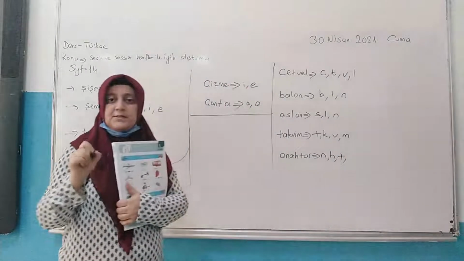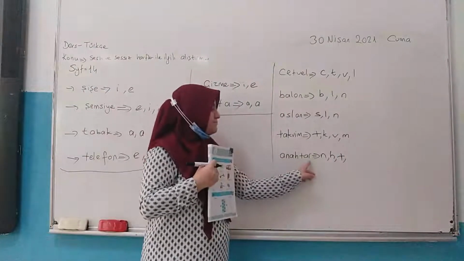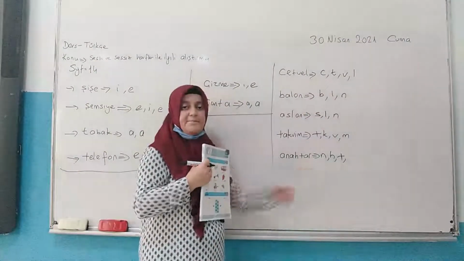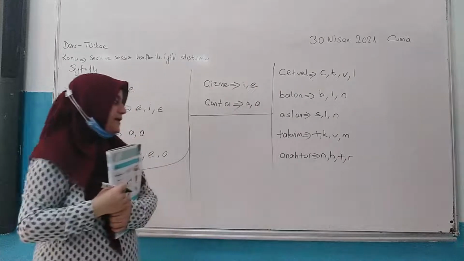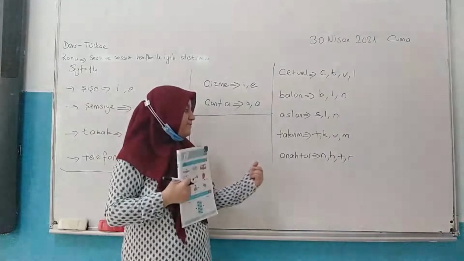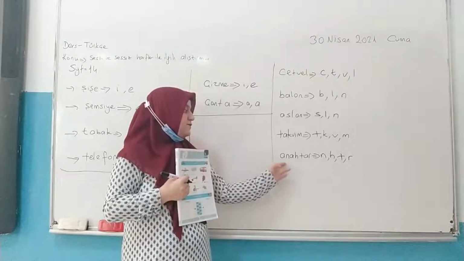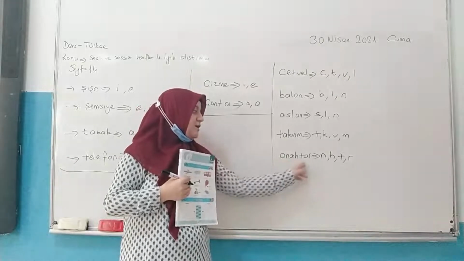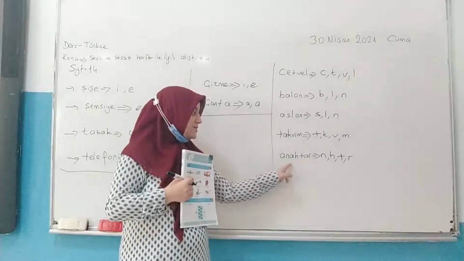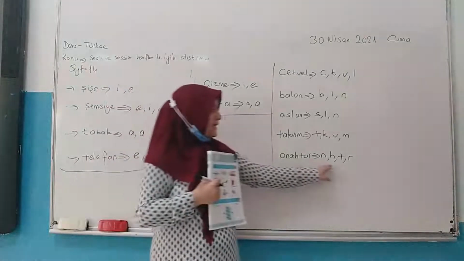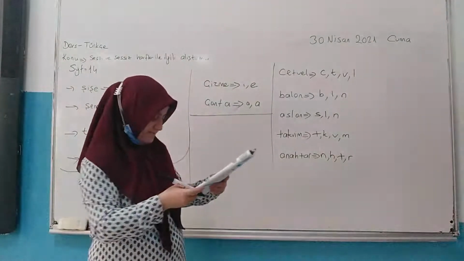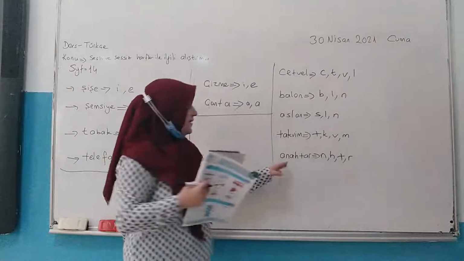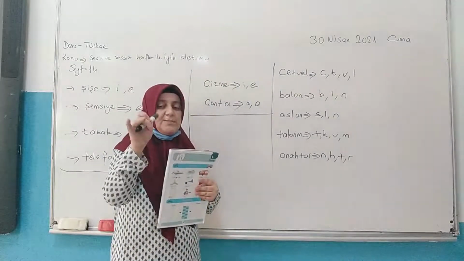A, sesli harf. The last one, R, sessiz harf. N, H, T, R. The rest of them, we have 2 vowels, which are A, 3A. A'lar sesli harf. N, H, T, R, sessiz harf. Okay? By the way, anahtar means a key.